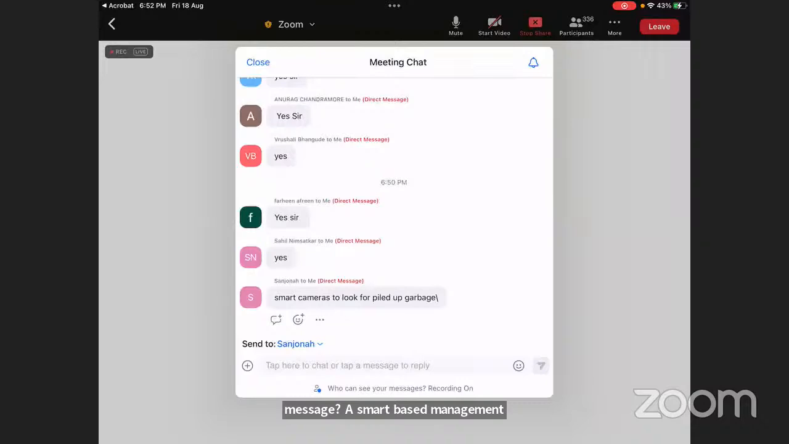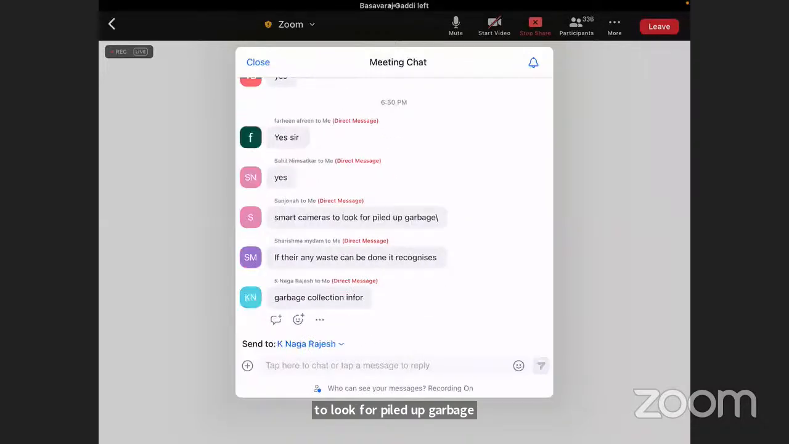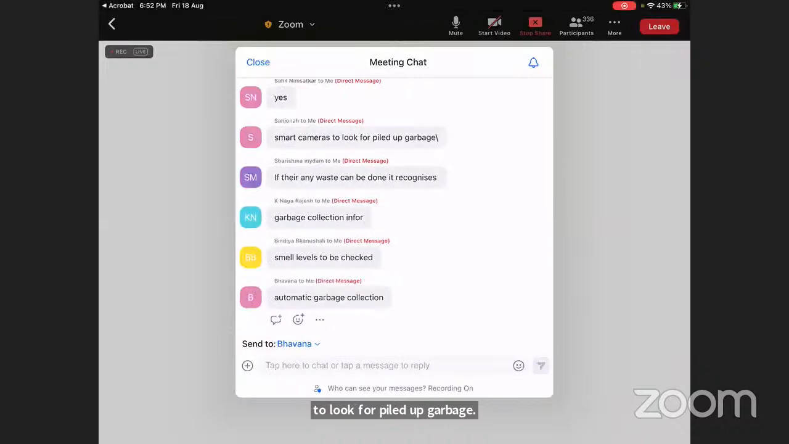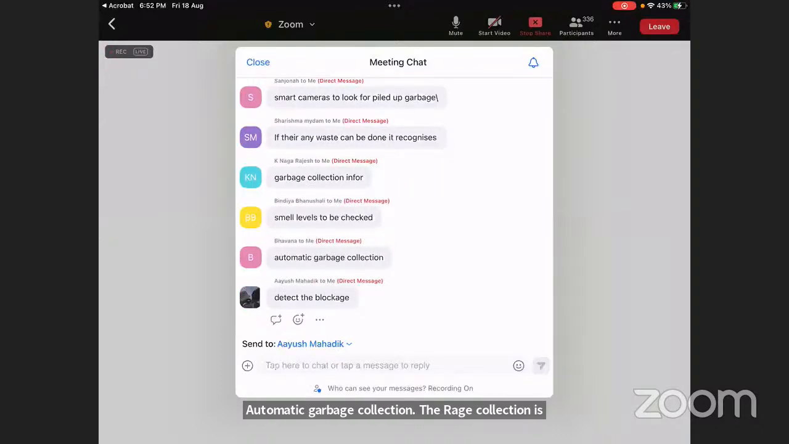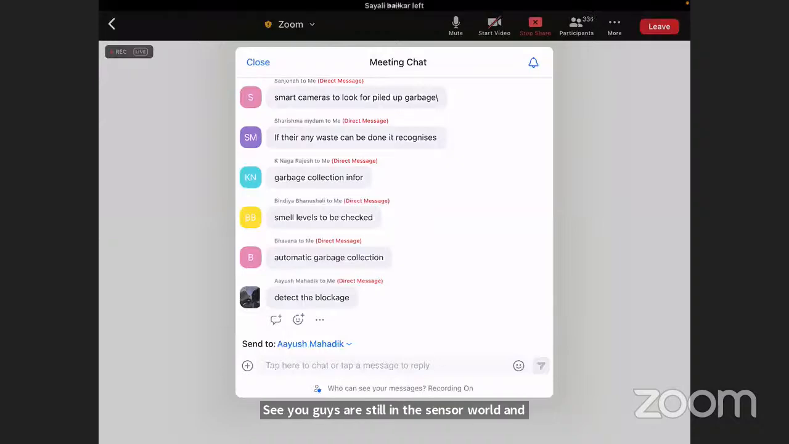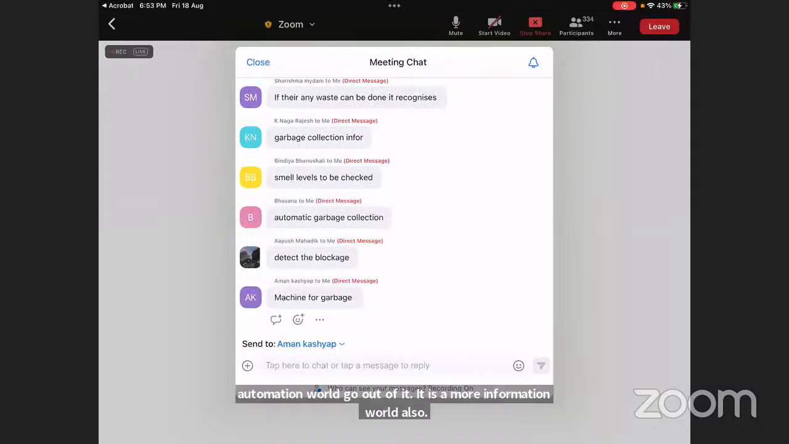Smart cameras to look for piled up garbage. Yeah, that can be there. If there's any waste, it can be done. Garbage collection info, smell levels to check. Automatic garbage collection. Garbage collection is okay, but how automatic? Detect the blockage. Okay. See, you guys are still in the sensor world and automation world. Go out of it. It is a more information world also. The information world is also a part of it.